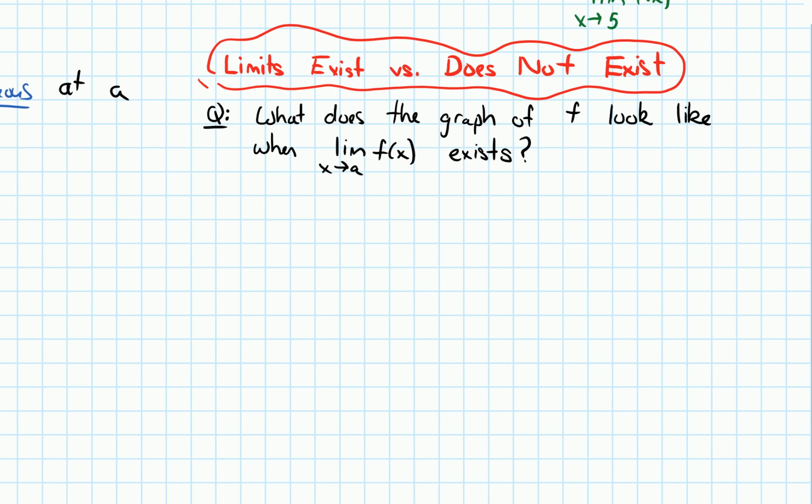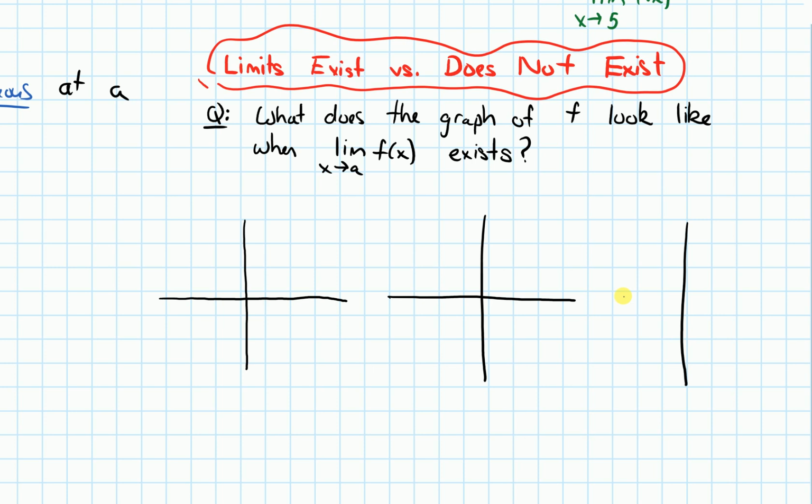So what would that look like? There are three possible ways my graph could look, and they're all kind of close to each other in appearance. So I'm going to draw three coordinate axes here, my xy axes. On each of these, let's say this is where a is. In the first scenario, maybe the simplest one, what if my graph is just continuous? There's no holes, no asymptotes, and at a the value of the function is going to be some number L. That's the y value.